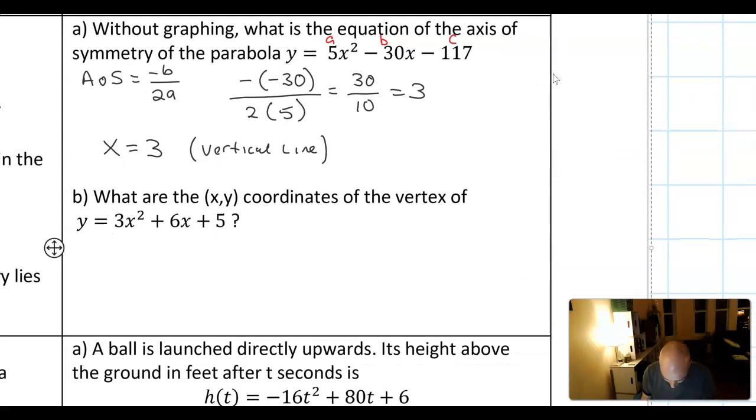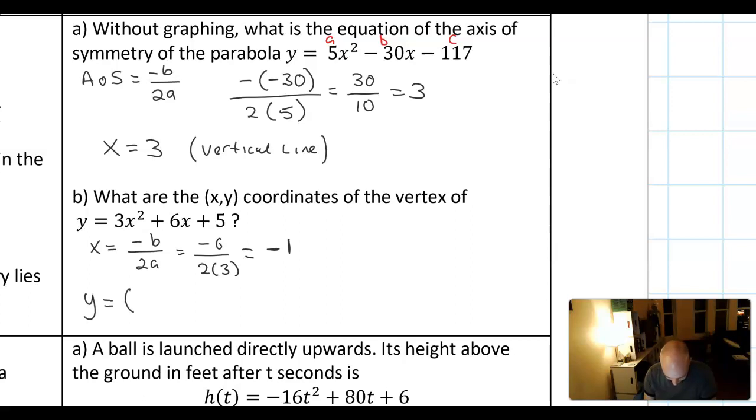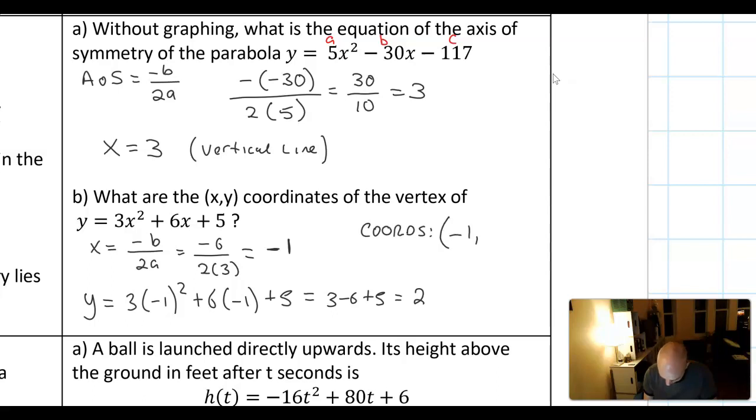Part B. What are the x and y coordinates of the vertex of this new parabola? So the first thing I'll compute is the x-coordinate, negative b over 2a, or negative 6 over 2 times 3, which ends up being negative 1. So the x-coordinate of the vertex is negative 1, and then I'll just plug in to find y. I'll plug in negative 1. You get 3 minus 6 plus 5, or 2. So the coordinates are negative 1, 2.